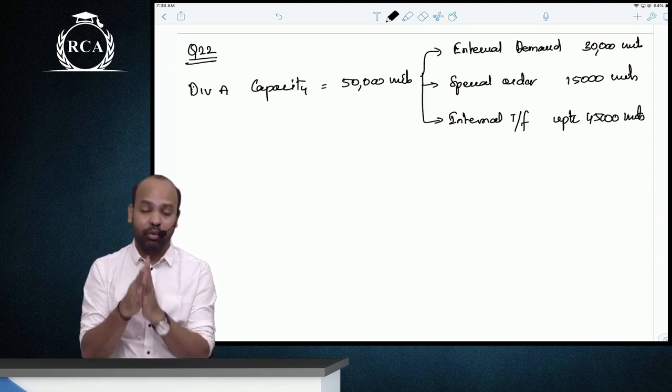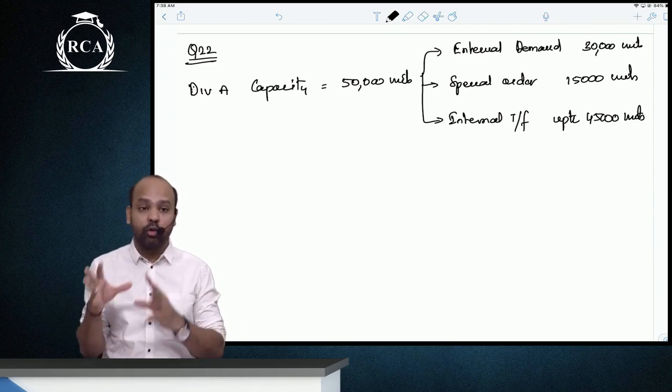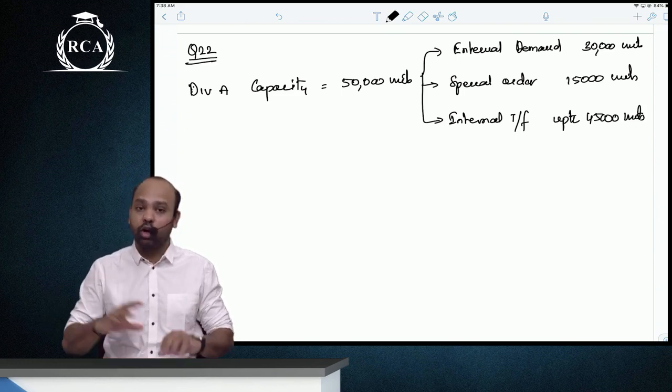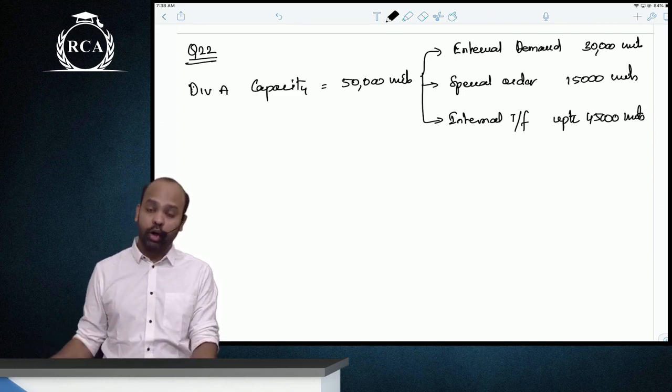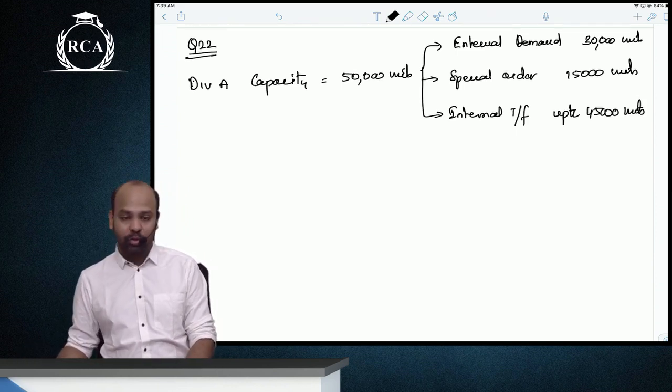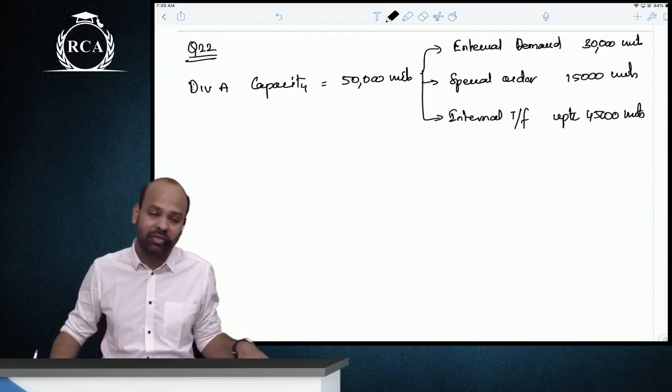Let us write that point first, beta, and let us make it very clear that we are thinking only from the viewpoint of division A. We are not thinking from the viewpoint of the entire company, guys. Everyone, write this. Write this first: Division A capacity is 50,000 units.